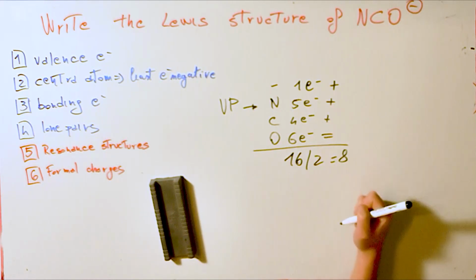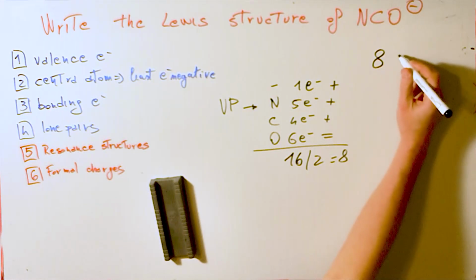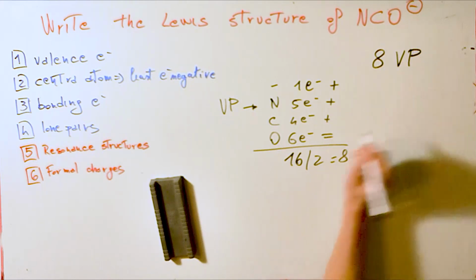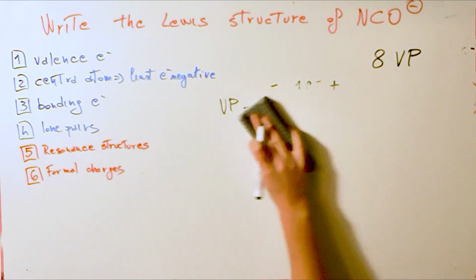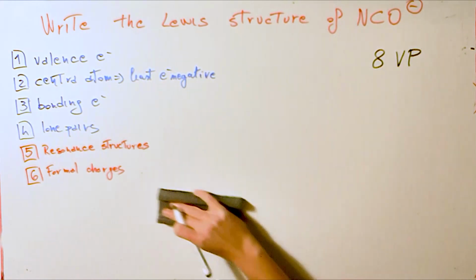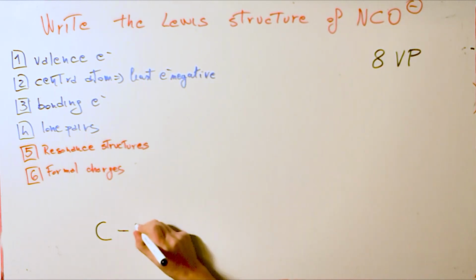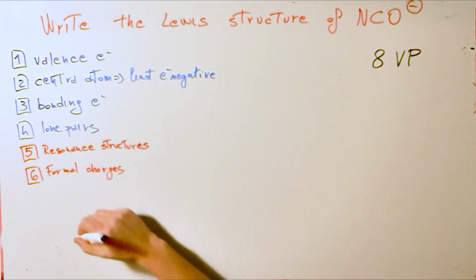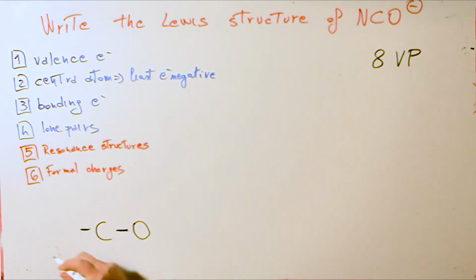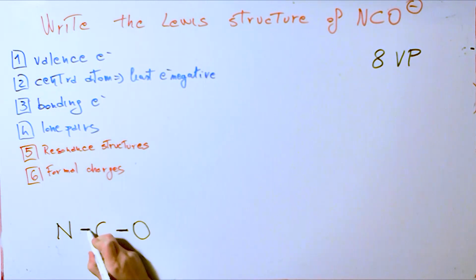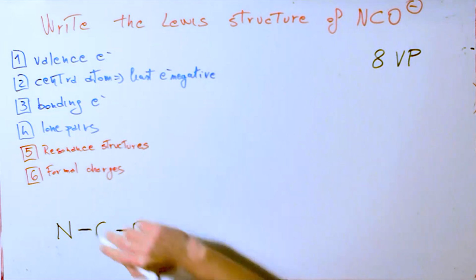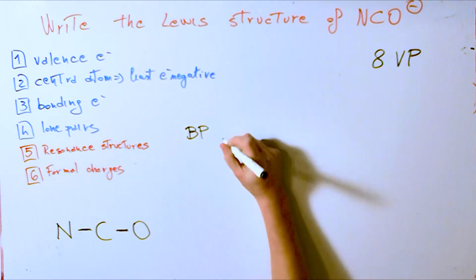so we can divide it by 2 and we will have 8. So 8 are the valence pairs of electrons. These are the total pairs we have to place in our molecule. The central atom is the least electronegative atom, which is carbon. Carbon will be in the center of this molecule. Let's start to write a draft of the structure here. Okay, this is done.